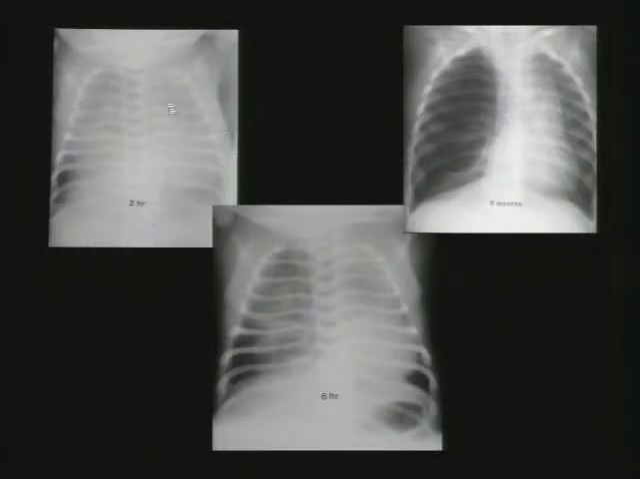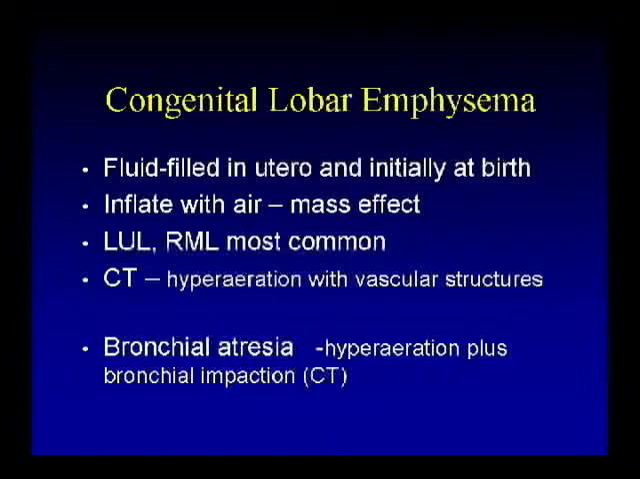It's important to recognize that at 2 hours of age or immediately after birth, whatever abnormality is there is going to be fluid-filled, and over time it may become aerated and then hyperinflated depending on the timing. So it depends on when you get the chest x-ray. They may not present with any respiratory distress early on, and you may not see the phase where it's fluid-filled. But obviously in utero it's fluid-filled. Sometimes lobar emphysema is associated or similar to bronchial atresia. It has a very similar appearance, but you may see a bronchial impaction on CT scan.